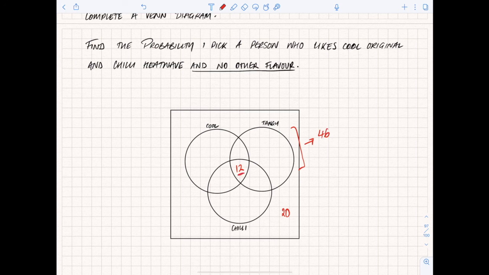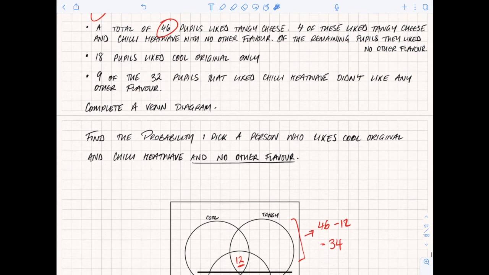Now, I've just dealt with 12, so technically I can take away the 12 straight away and know that 46 take away 12 gives me 34. So what that means is in this part here and this part here has to add up to 34. That's if all three parts are indeed going to have something in them. So let's read what the rest of it says.